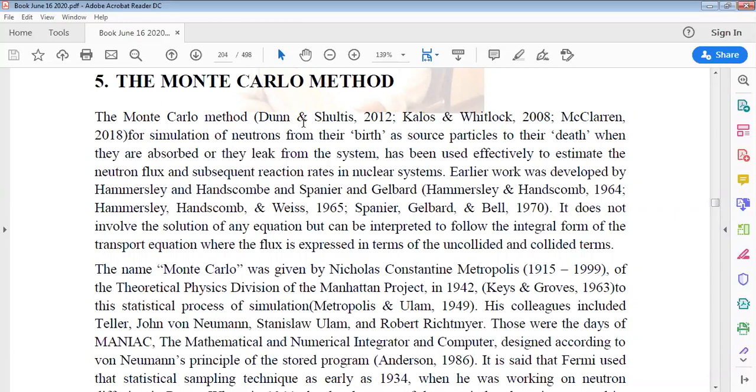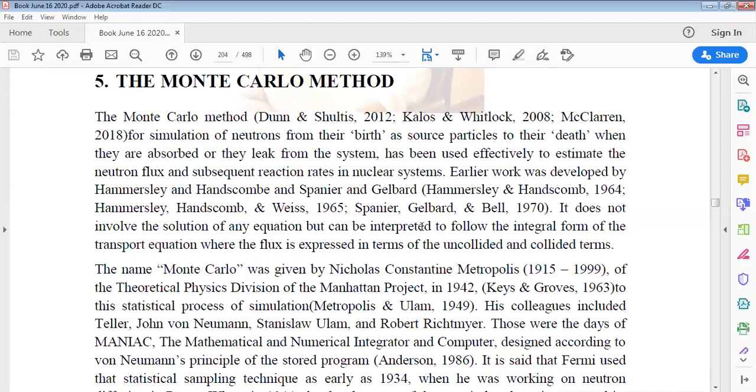Now, there are many good books that you can consult side by side with these lectures and with this book, which is going to be out probably in about 6 months. So these lectures are taken from this book, which covers all the three techniques and their applications. The books that I would say you can go through in addition are by Dunn and Shultis, Kalos and Whitlock, 2008, McLaren, 2018.